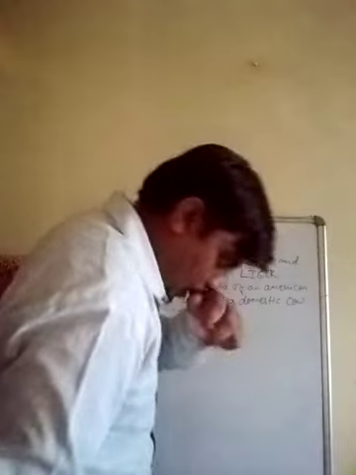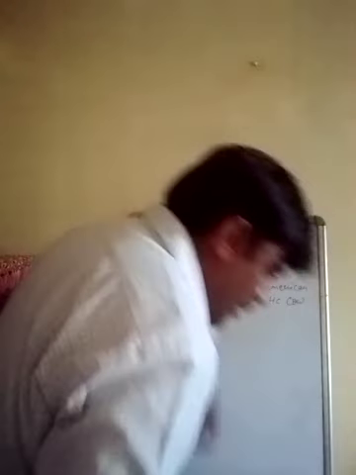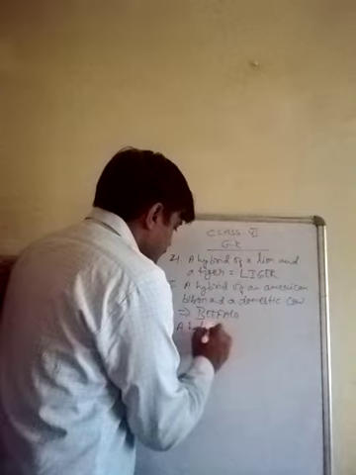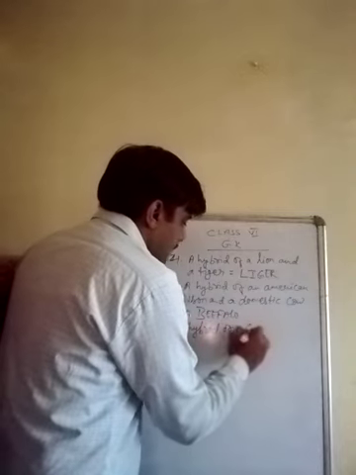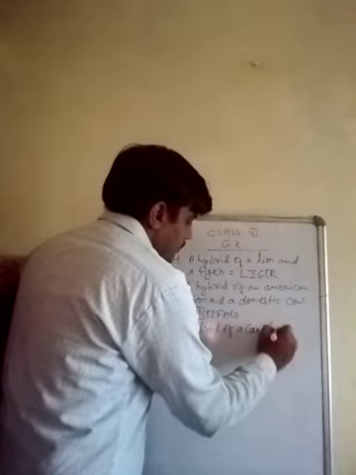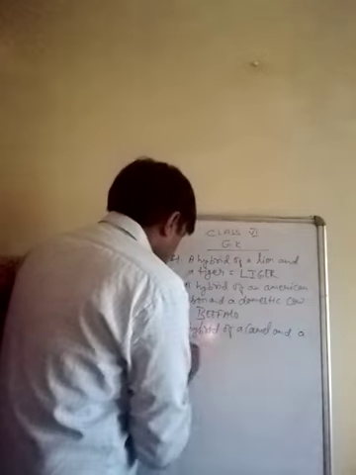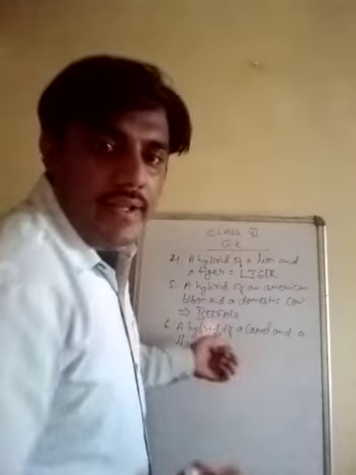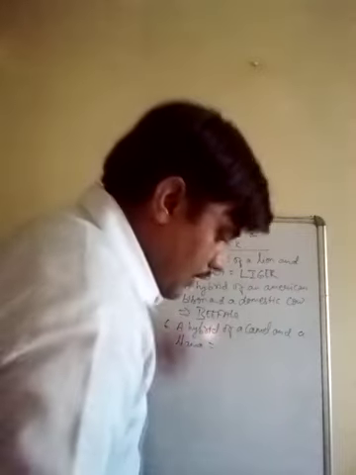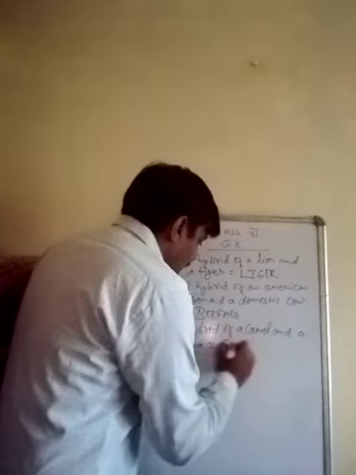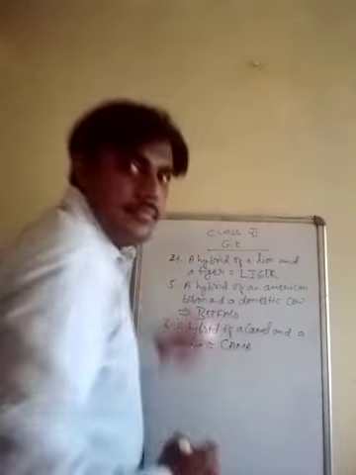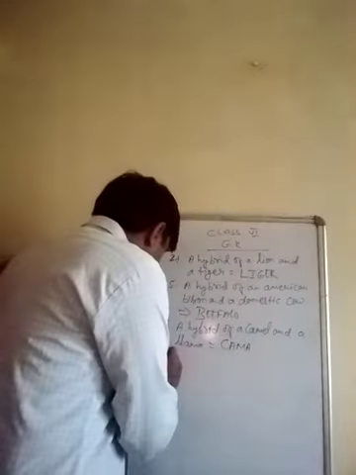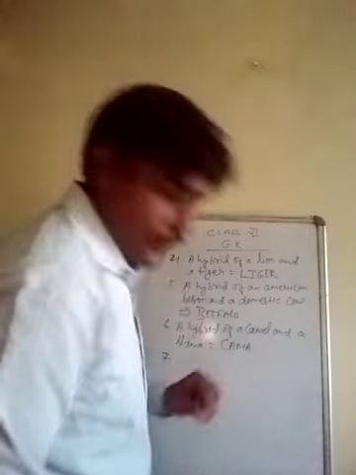Then comes number six. A hybrid of a camel and a llama. A hybrid of a camel and llama. Your answer is cama. C-A-M-A. Cama. Alright. And now comes number seven, the last one.